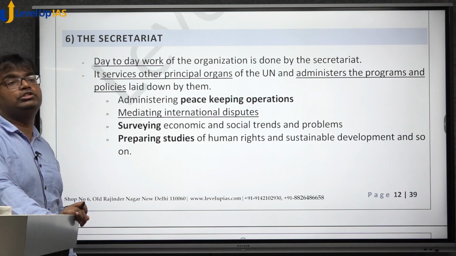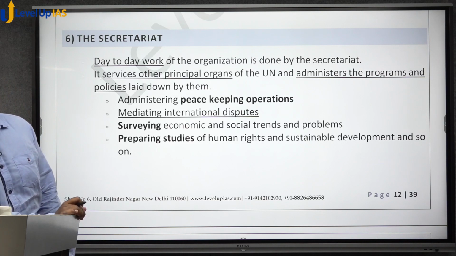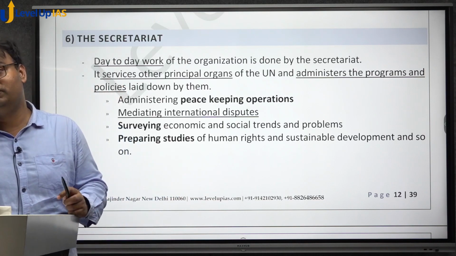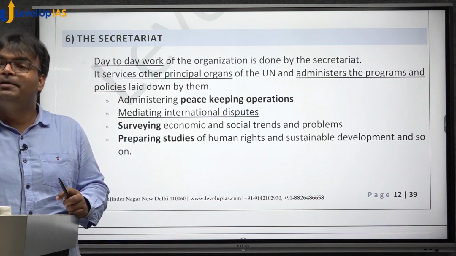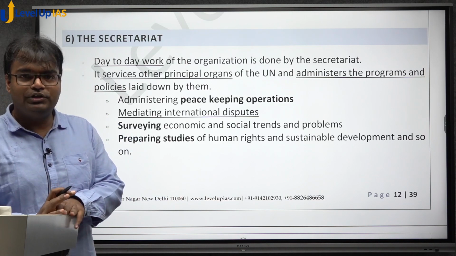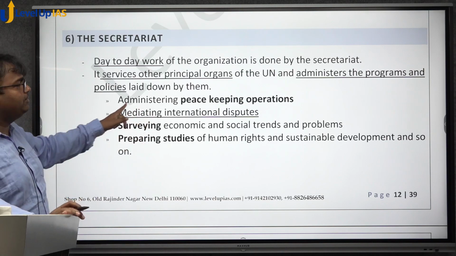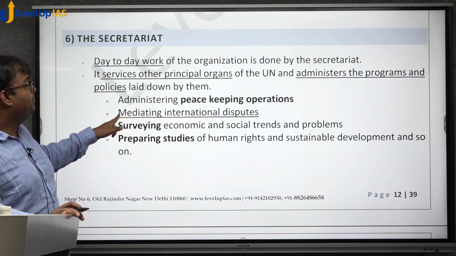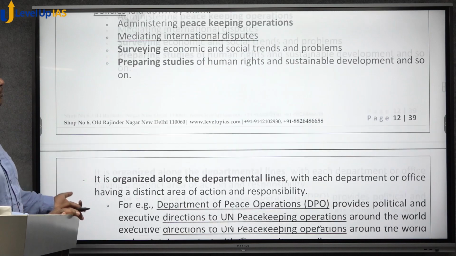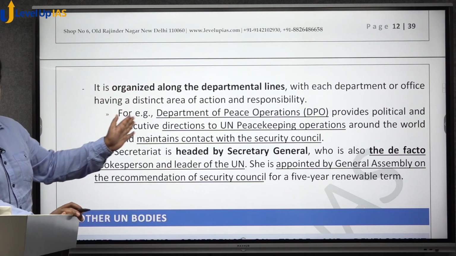For example, UNSC would say, send a peacekeeping force here. Under the Secretariat, there are various departments, and there's a department of peacekeeping force which will be implementing that decision. You're understanding what I'm trying to say? So it is the executive part, which has various departments and so on. It administers peacekeeping operations, it mediates international disputes, it surveys economic and social trends, it prepares studies of human rights and so on. It's organized along departmental lines, that is, for different sectors there would be a department.